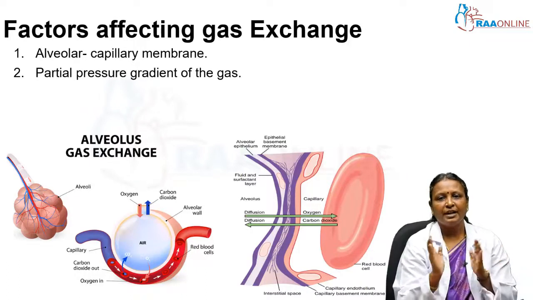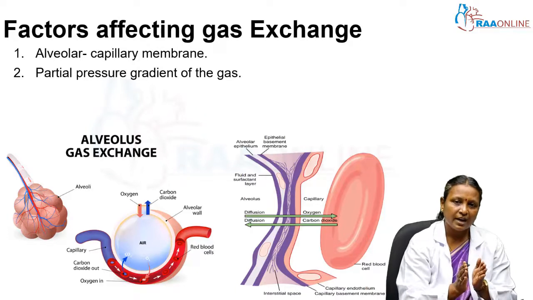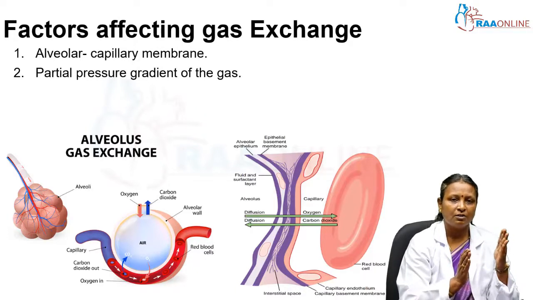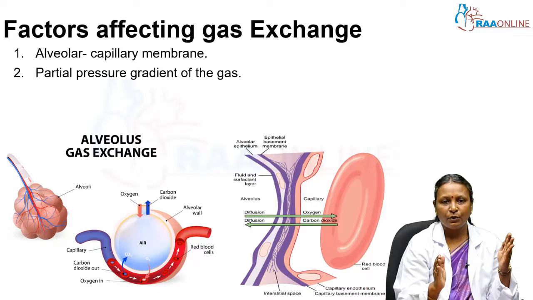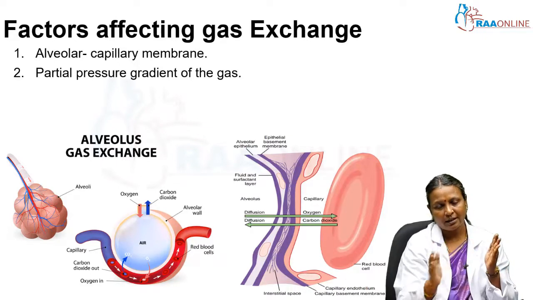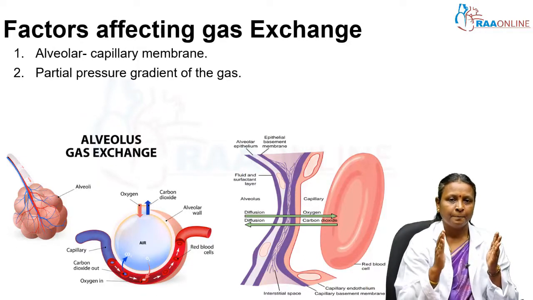The pressure gradient on either side of the membrane will decide which gas is going to move in which direction. Oxygen concentration is more within the alveoli when compared to the venous blood. Here in the alveoli it is around 100, in the venous blood it is just 40. There is a gradient for movement from the alveoli into the blood.